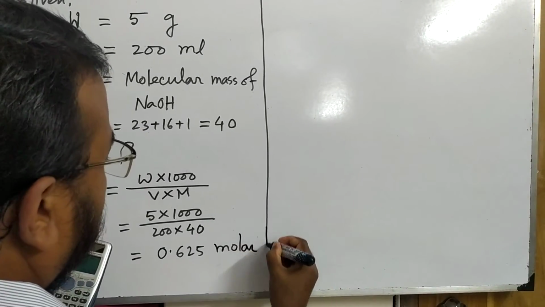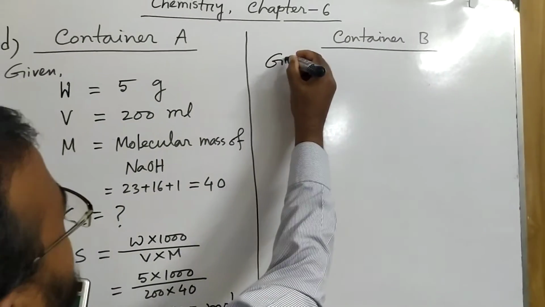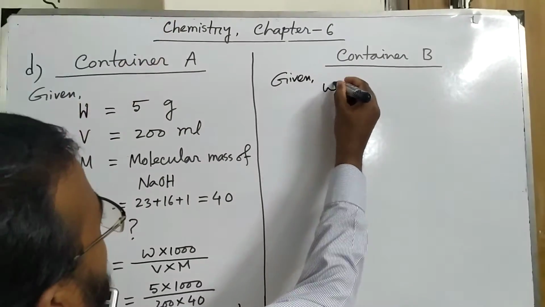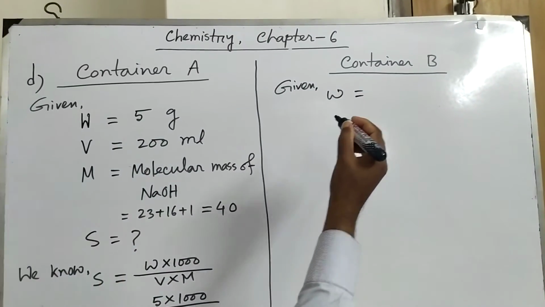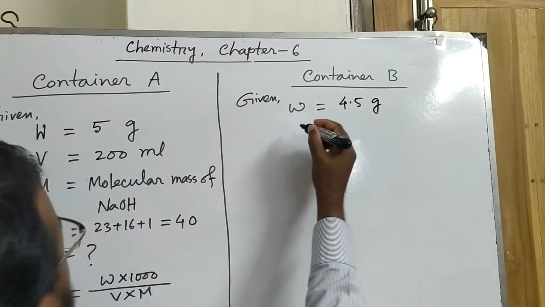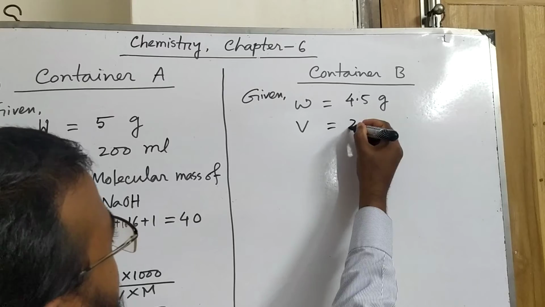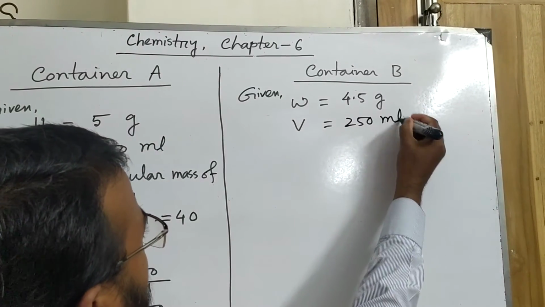Okay, now container B, what is given? At first we will write the information. W equal 4.5 gram. Then V equal, you have to see the stem. In the stem I have given 200 milliliter.